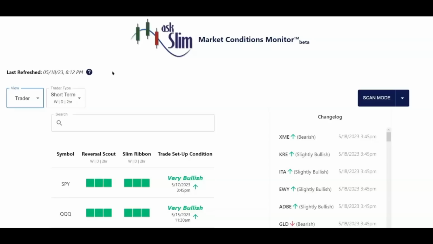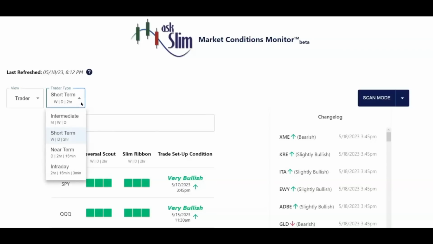And right now, what I'm looking at here is the trader version. Now, there are different ways that you could look at this, depending on what trading style you are. You see this is set to short term, and it could be intermediate or near term or intraday, depending on what you want to look at. I specifically want to look at the short term because what that looks at is the algorithms based on weekly, daily, and 2-hour charts, because this is the kind of swing trader type of setup, and also for option traders. So I think it's very important.